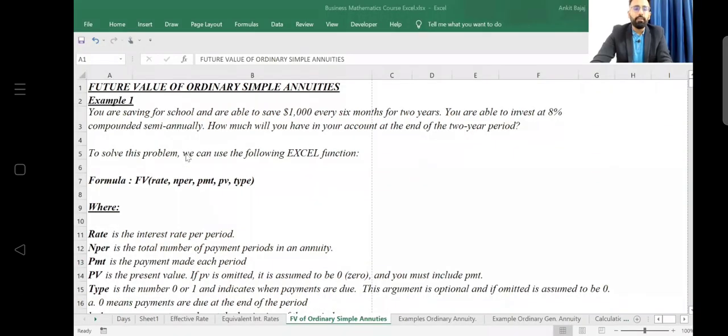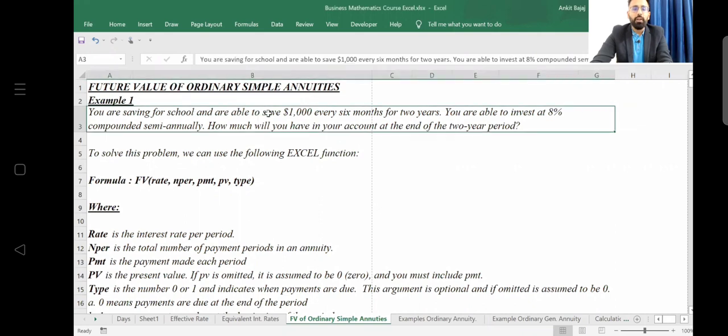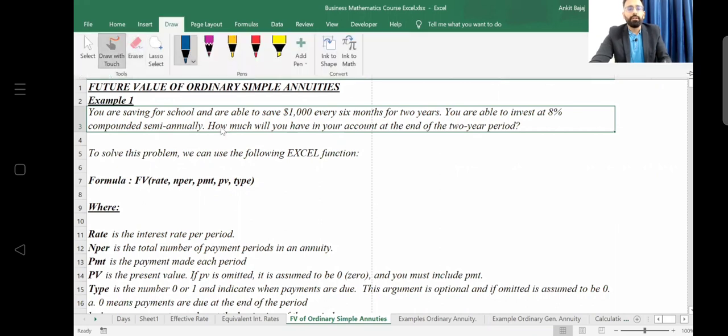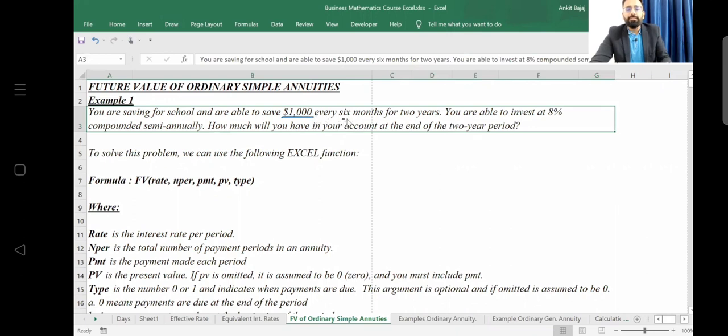So the topic is future value of ordinary simple annuity, right? Here one example is given. Let's suppose you are saving for school and are able to save 1,000 every 6 months for 2 years, right? What you're doing is saving your money, and you are able to save $1,000 every 6 months for 2 years. You are able to invest at 8% compounded semi-annually. How much will you have in your account at the end of the 2 year period?